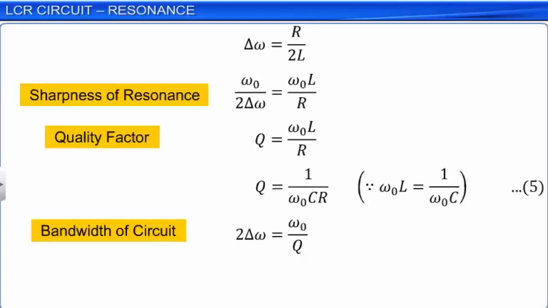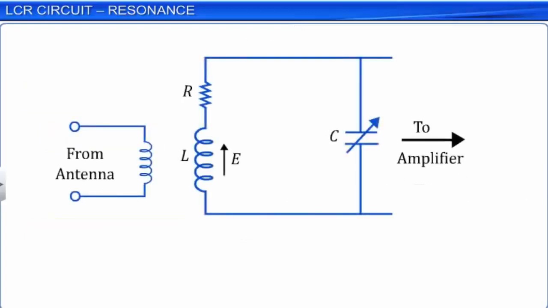One of the important applications of LCR series resonance is in the tuning of radio and TV receivers. The circuit diagram shows a typical arrangement consisting of an LCR series circuit used for receiving signals. In this arrangement, the antenna receives various signals and feeds them to the input. This induces a signal at the coil of inductance L in the LCR series circuit.